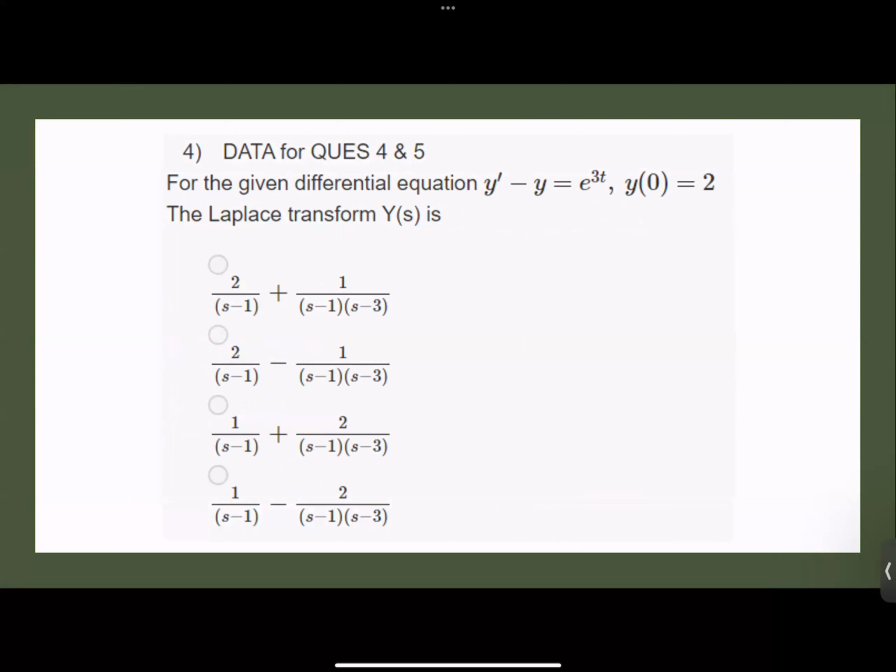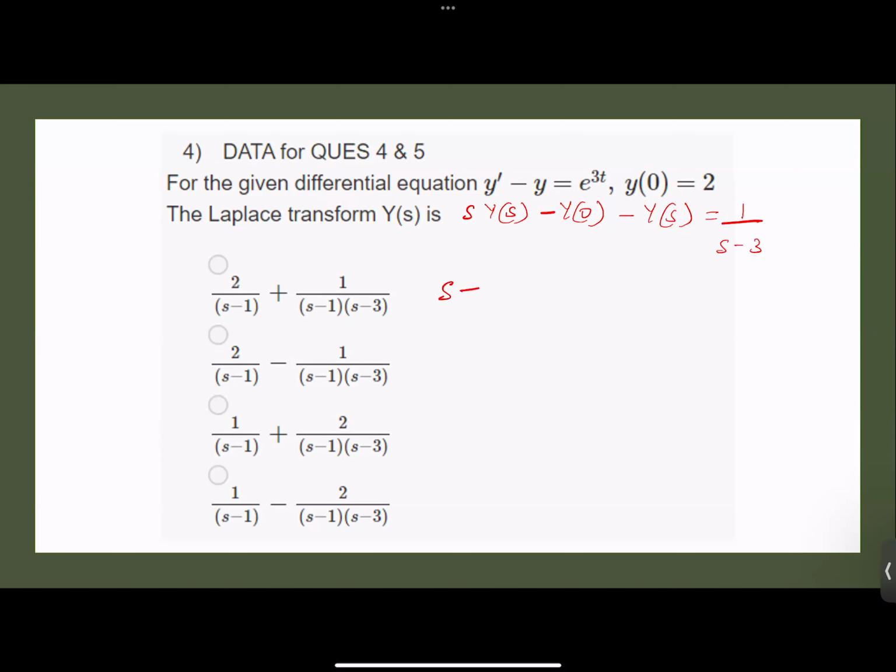Okay, how do you do this? Just take the Laplace transform of the equation. If you just take it, what do you get? s Y of s minus y of initial minus Y of s. And what is the Laplace transform of e raised to 3t? It's 1 by s minus 3. Okay. Now just simplify this equation to get the final answer.